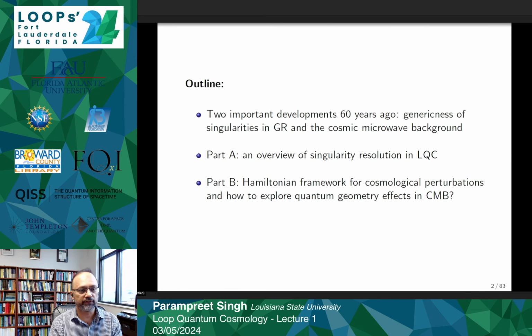I'm focusing on these two because they have played a very important role in the evolution of loop quantum cosmology, basically singularity resolution in loop quantum cosmology, and the effects which we want to see in the cosmic microwave background. This will be a very brief overview, just for historical purposes for young students.